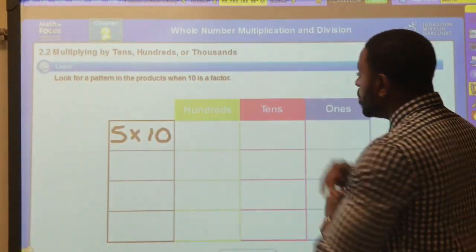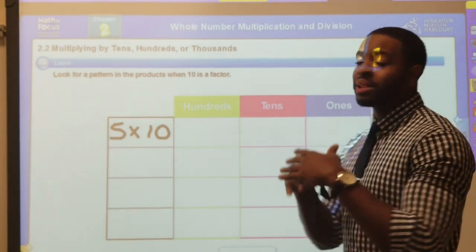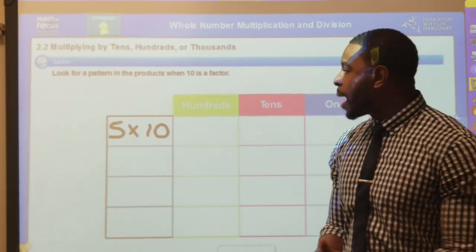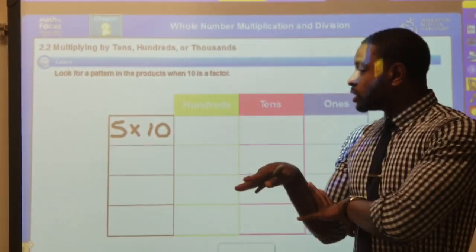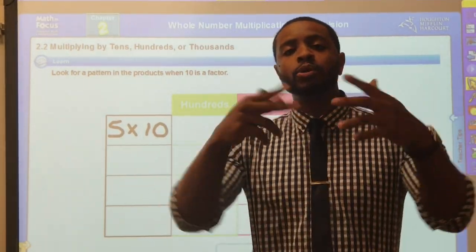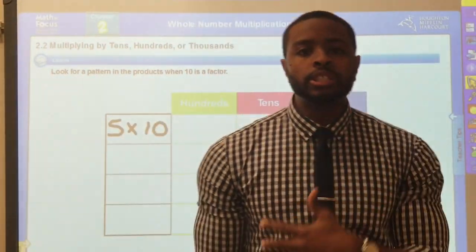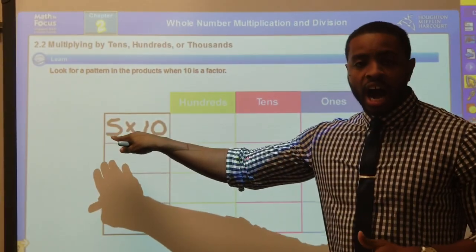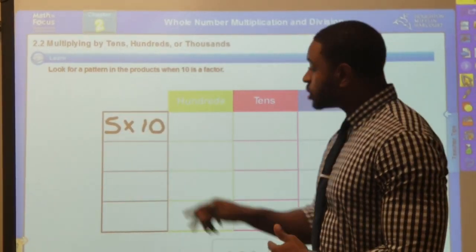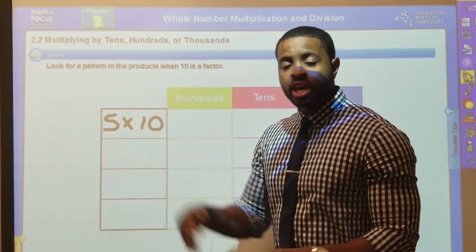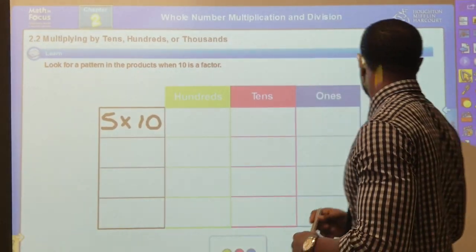So first up, for our first example right here on the board, we've got a place value chart and our simple problem of 5 times 10. We're going to use place value chips to help you understand the pattern when multiplying by 10. So we're taking 5 and we want to multiply that by 10. We're starting with 5 ones, so we're going to get our 5 ones on this place value chart.